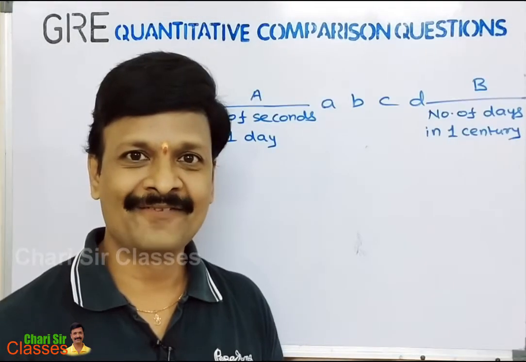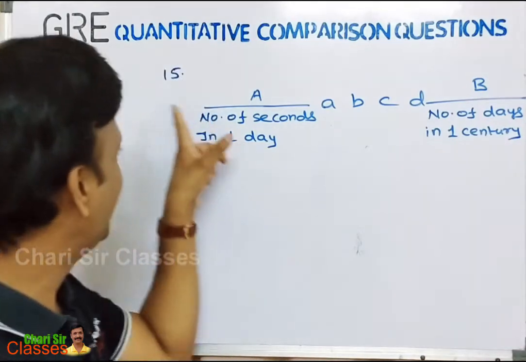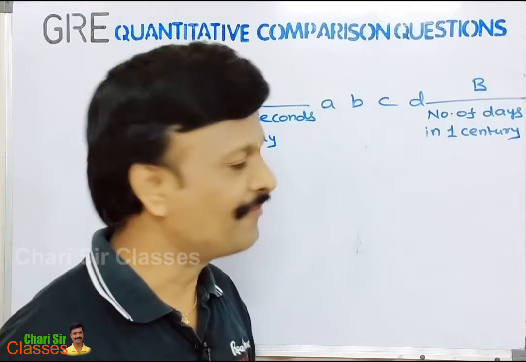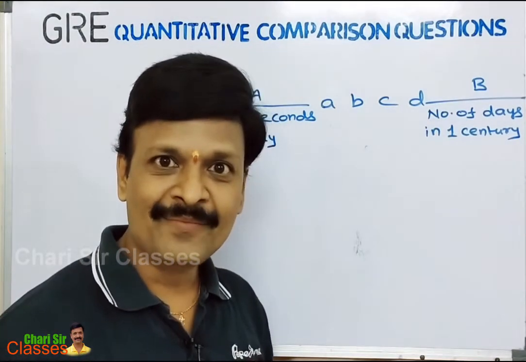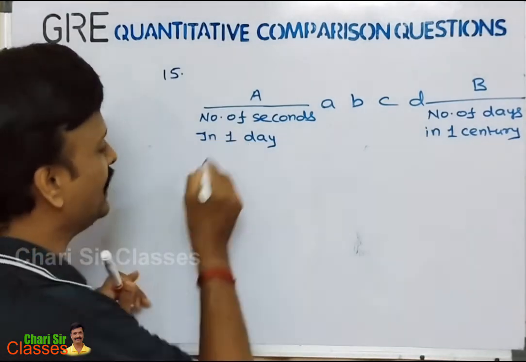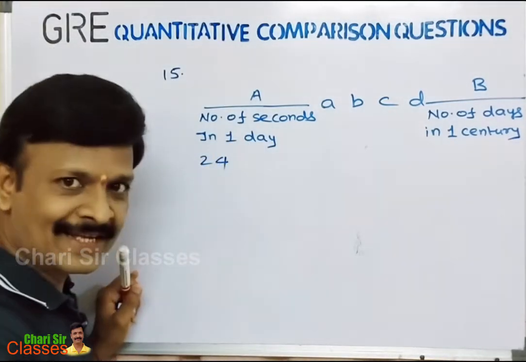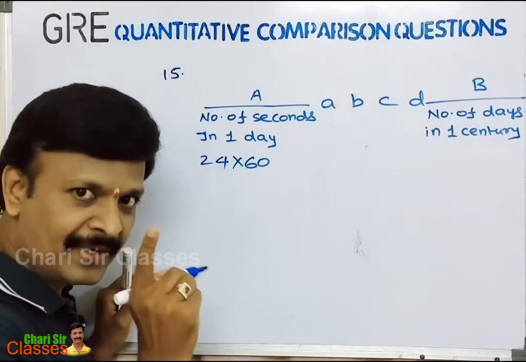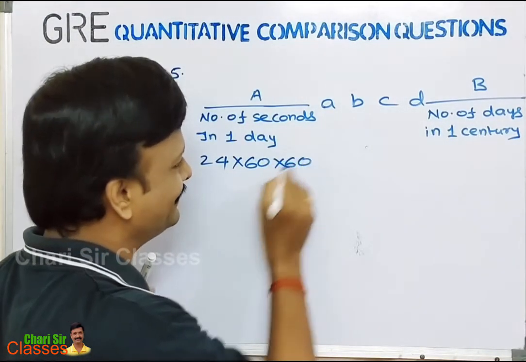Question number 15 is given with the time calculation. Quantity A is the number of seconds in 1 day, and quantity B is the number of days in 1 century. Century means 100 years. Let's calculate first quantity A. In a day we know that there are 24 hours. Each hour has 60 minutes, into 60. Each minute has 60 seconds, into 60.